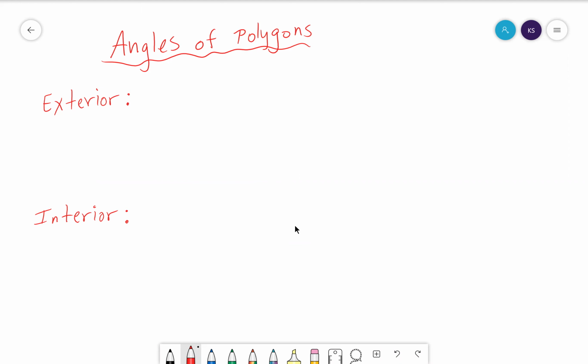So remember a polygon. Let's just say we've got a pentagon. The exterior angles are these angles that are made if you extend one of the sides, and it's the angle between that extension and the original side. Okay, so on any polygon, if you add up all of the exterior angles, they're all going to be 360. So the sum is 360, and that's for the exterior angles.